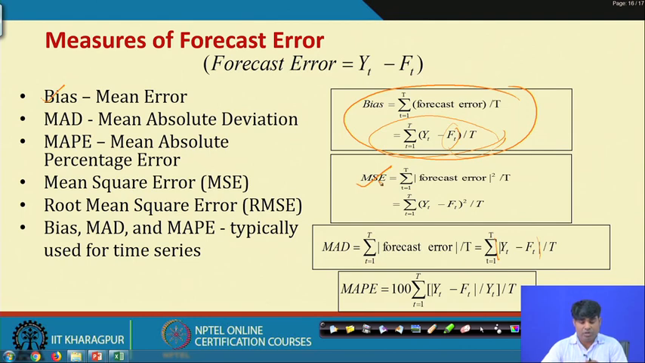Now if you square all these errors, plus and minus, then all will be transformed into positive quantities. Then the criterion for choosing the best one is the minimum of MSE. Similarly, the root mean square error is the square root of this mean square error. Technically there is no big difference, and then there is the mean absolute percentage error. It is the same as the mean absolute deviation; you just divide by the actual and multiply by 100. So, we get the mean absolute percentage error.